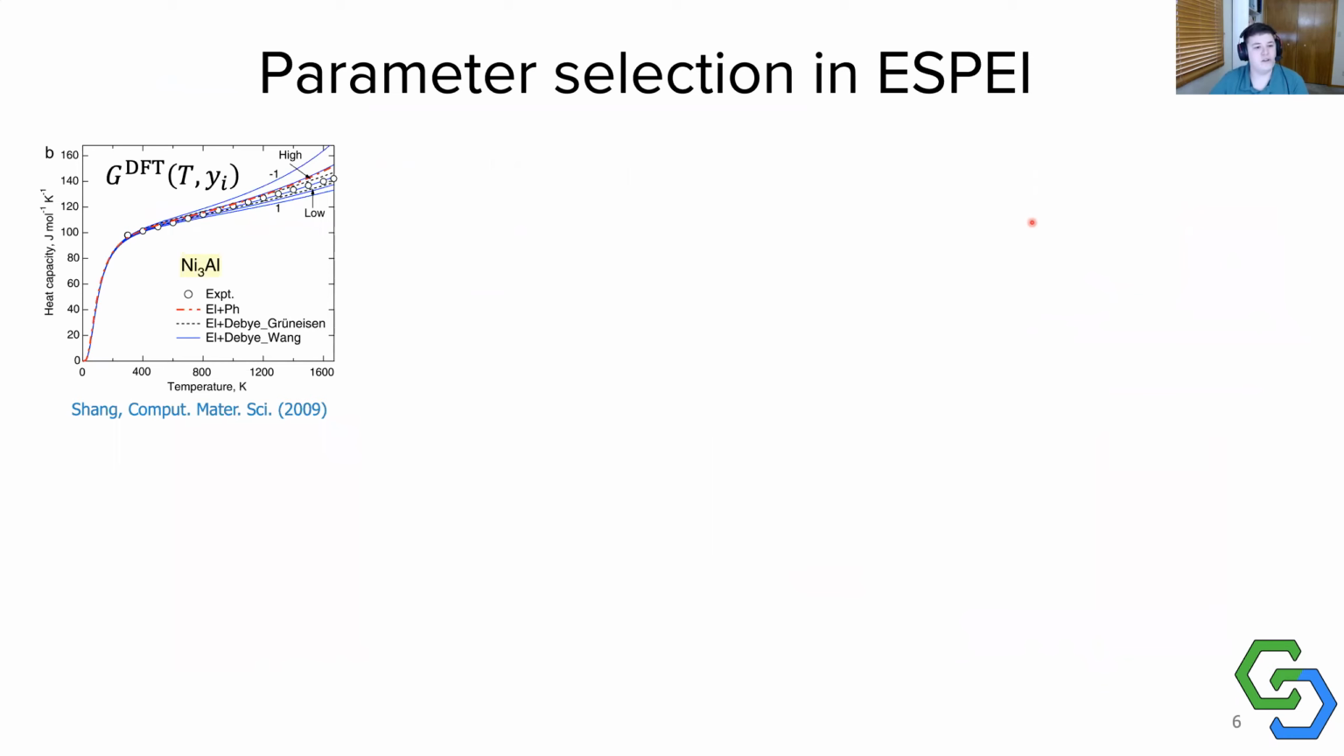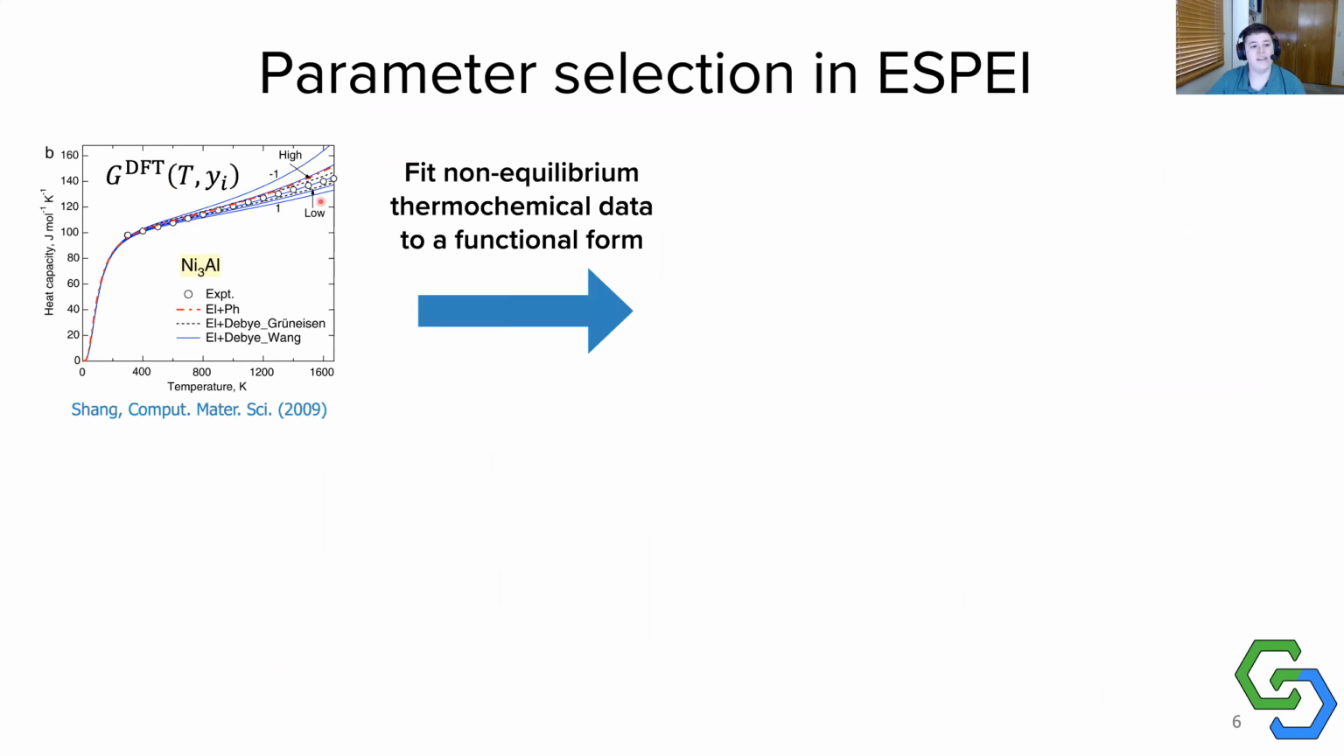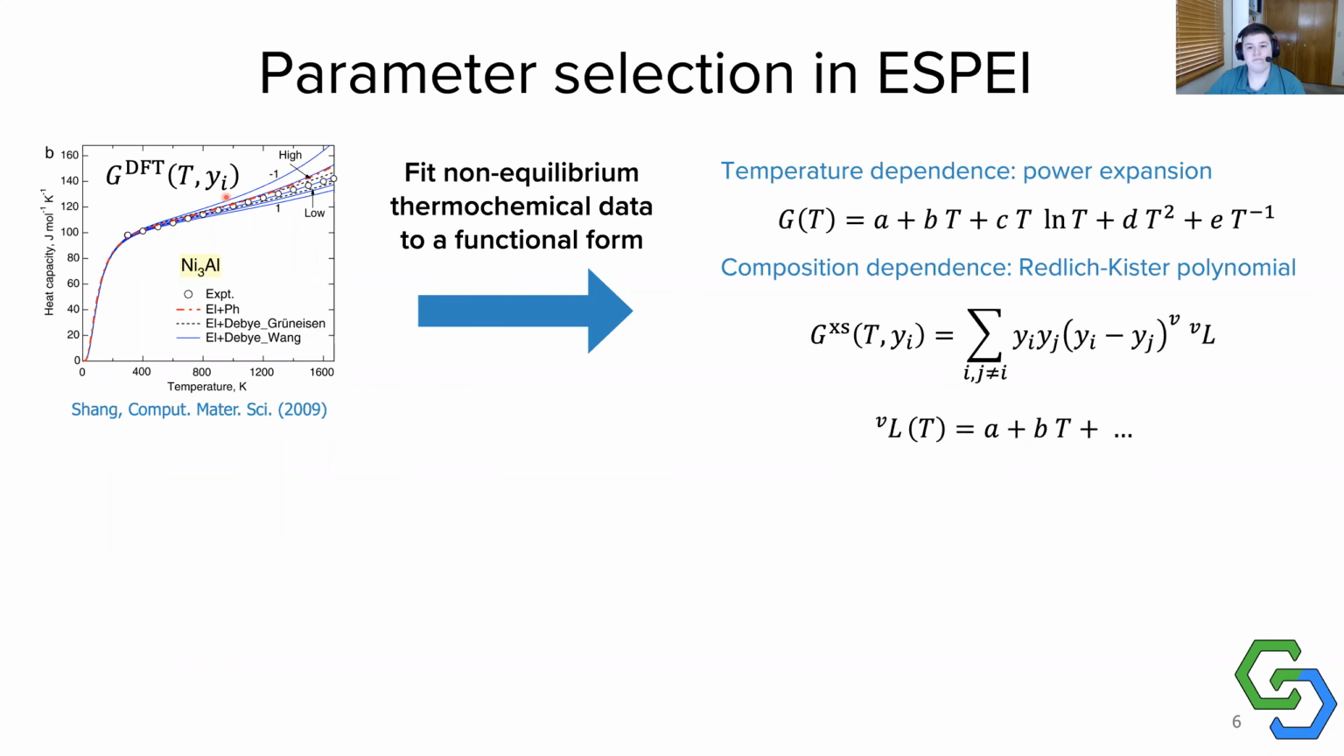Okay, so the goal is that, of course, we want to fit and parameterize the Gibbs energies, usually as a function of temperature and the internal degrees of freedom. Maybe this comes from DFT, maybe it comes from experiments. But the key is that we know the internal degrees of freedom, which the documentation and ESPEI call non-equilibrium thermochemical data. But again, what that really means is that you just know the internal degrees of freedom.